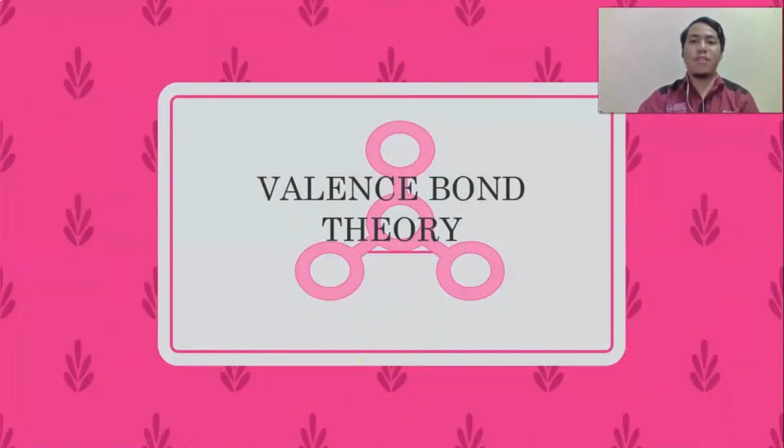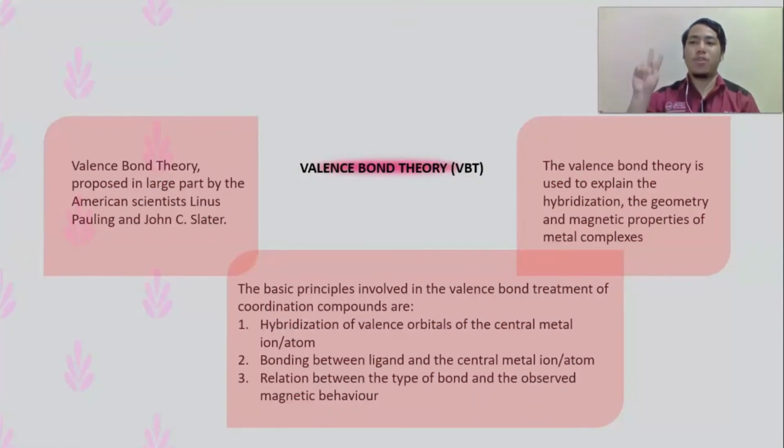Next, valence bond theory or VBT. VBT was proposed by two American scientists, Linus Pauling and John C. Slater. In VBT, we explain the hybridization, geometry, and magnetic properties of metal complexes.